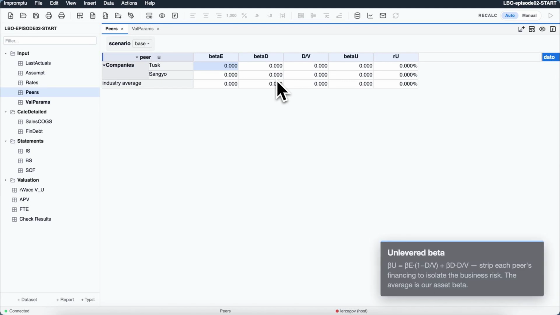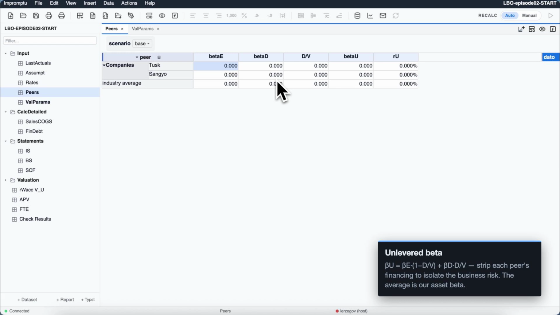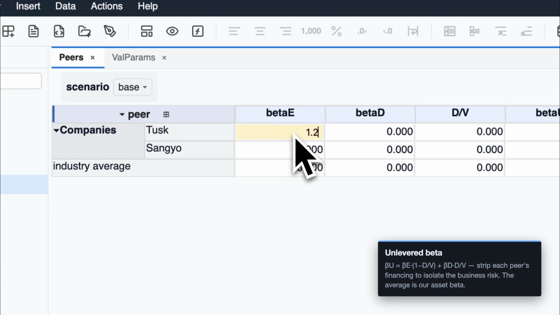It's beta. But our company is private, it doesn't trade, so we borrow it. We take 2 listed peers, call them Tusk and Sangyo, and we strip their financing out to get at the underlying business risk. Let me type their numbers in. Tusk, equity beta 1.2, debt beta 0.0 something, debt 30%. Sangyo 1.4, a fifth, 40%.